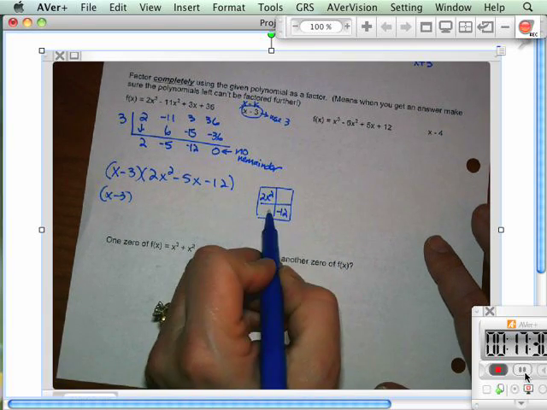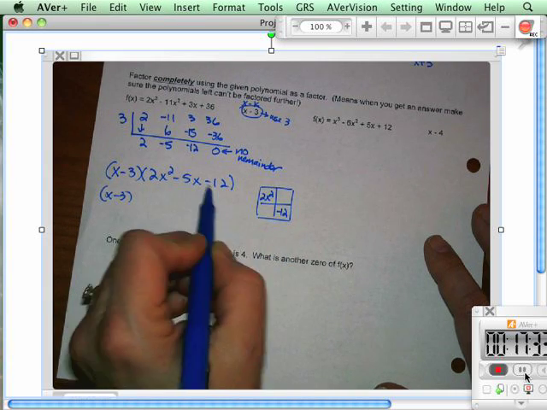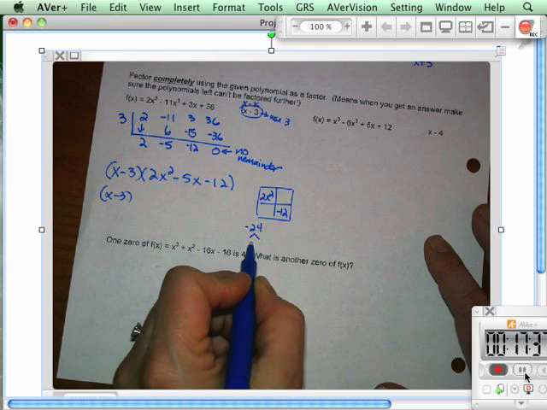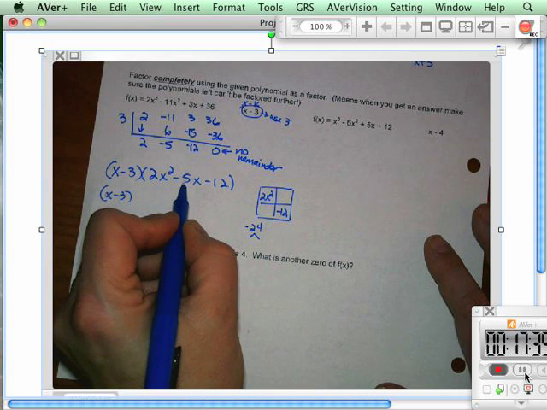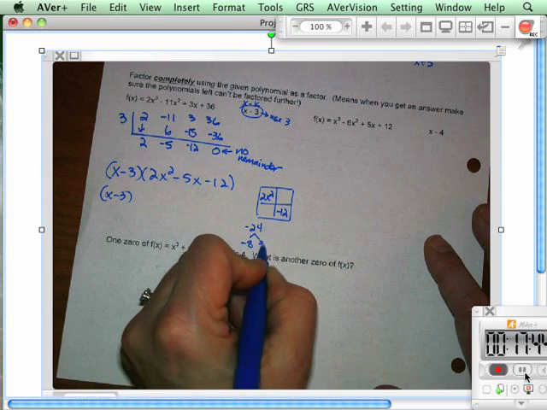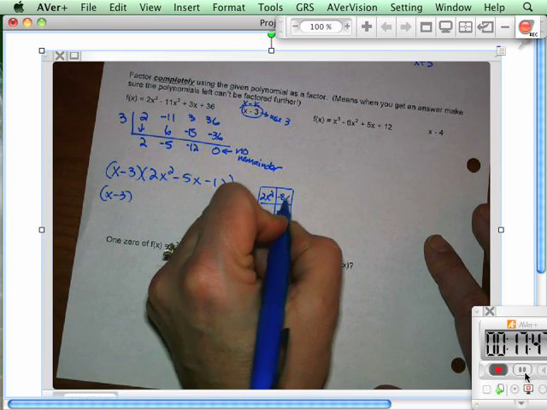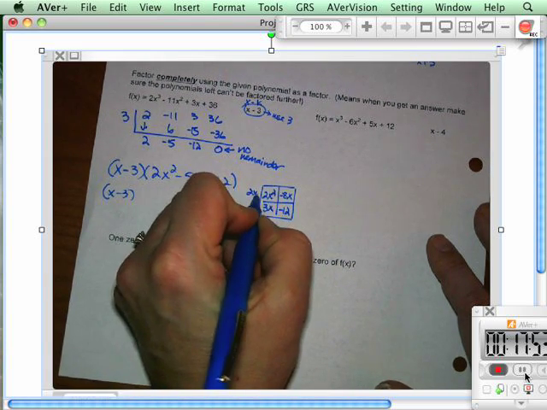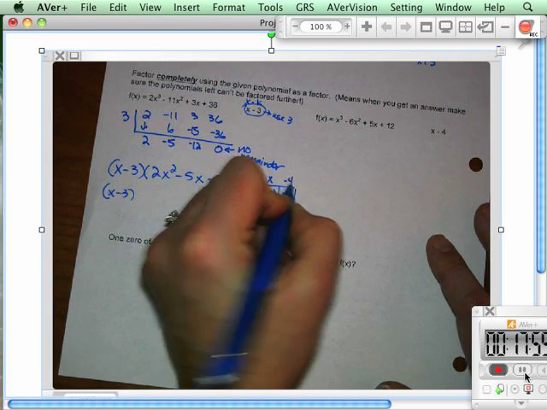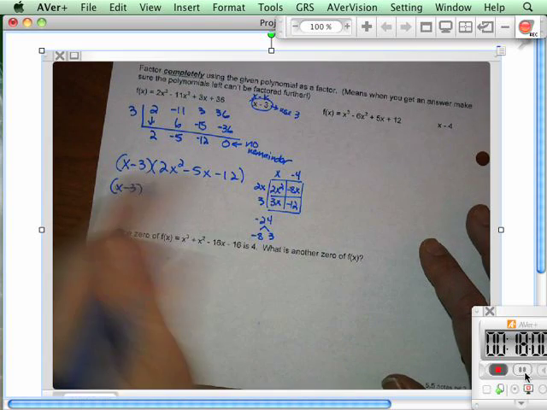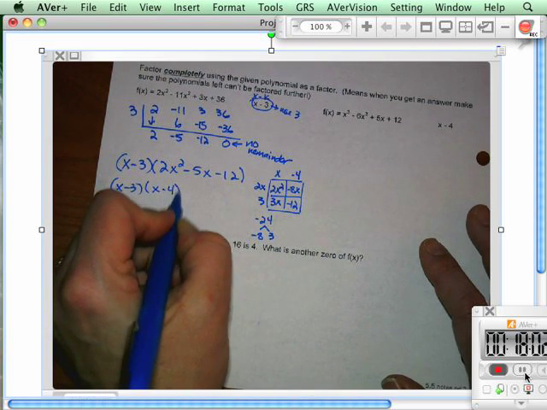I do that by doing 2 times negative 12, which is negative 24, and I have to figure out factors of negative 24 that add to negative 5. It turns out that is negative 8 and 3. So I'm going to put negative 8x and 3x. It doesn't matter what boxes you put those in. Factor out. I'm going to do this fairly quickly. You can check it out slower if you need to. That's the beauty of video. And here I have 2 more factors, x minus 4 and 2x minus 3.